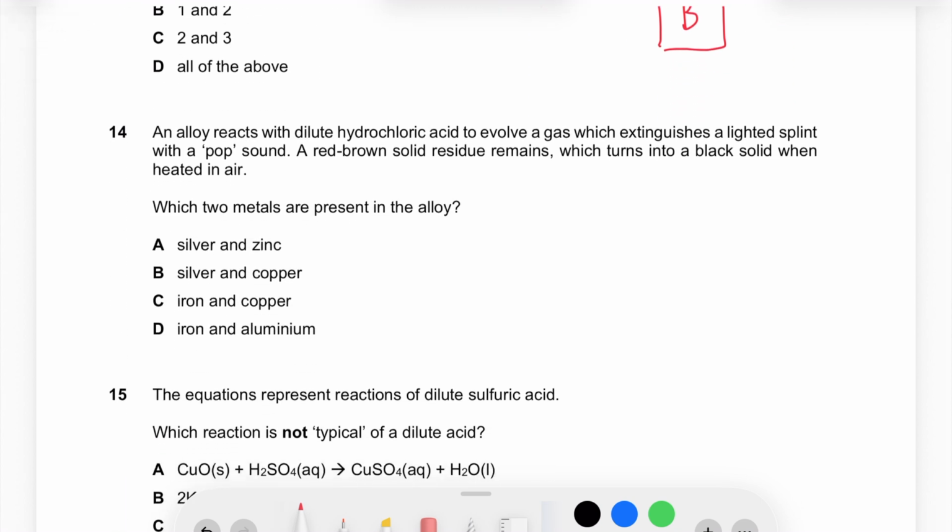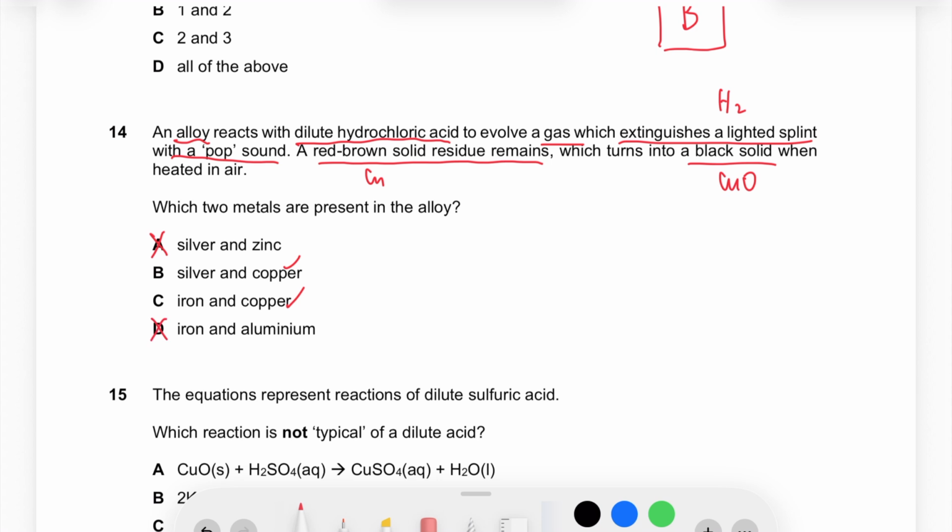Question 14. An alloy reacts with hydrochloric acid to give a gas that extinguishes a lighted flame with a pop sound. So this is definitely hydrogen gas. A reddish brown solid remains, that turns black. The reddish brown solid is definitely copper, and the black solid most likely forms from copper reacting with oxygen to form copper oxide, which is black. So under QA you can tell. It's an alloy, so definitely you need to have copper. So A and D are definitely wrong.